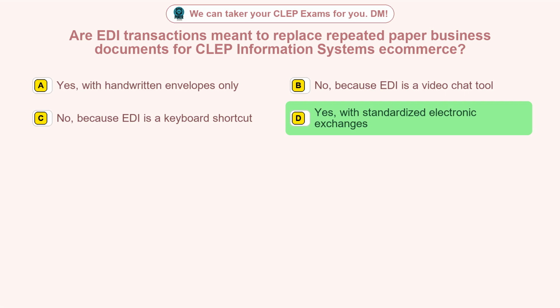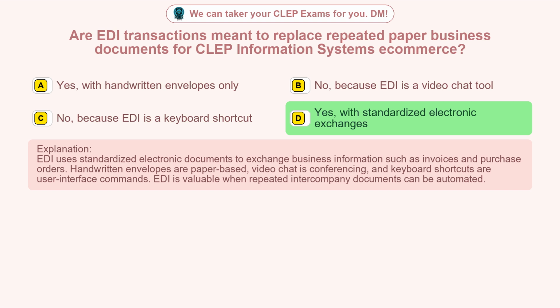The correct answer is option D. Yes, with standardized electronic exchanges. EDI uses standardized electronic documents to exchange business information such as invoices and purchase orders. Handwritten envelopes are paper-based, video chat is conferencing, and keyboard shortcuts are user interface commands. EDI is valuable when repeated intercompany documents can be automated.